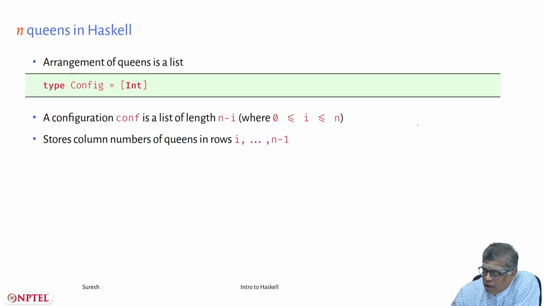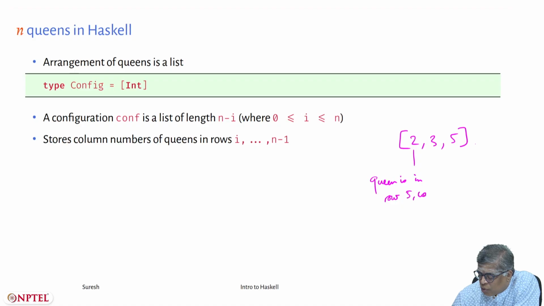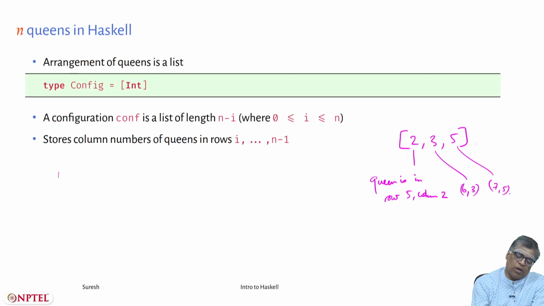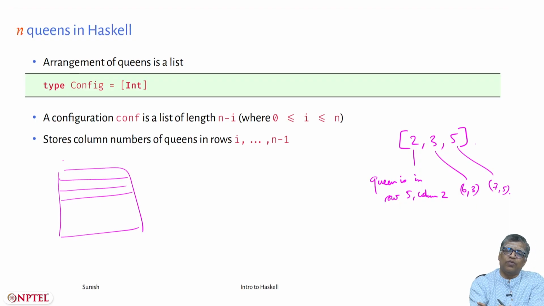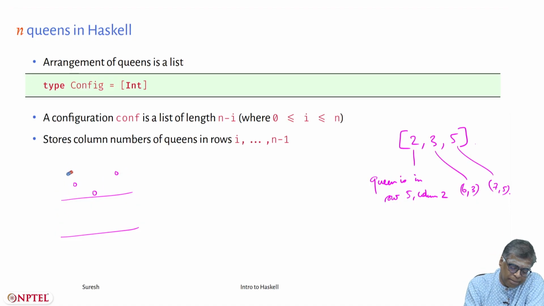At any point of time, if I say 2, 3, 5, then it means queen is in row 5 column 2, row 6 column 3, row 7 column 5, because I am always placing queens from top to bottom. So if I have a list of length 3, then I am saying where the queen is placed on these 3 rows, okay.